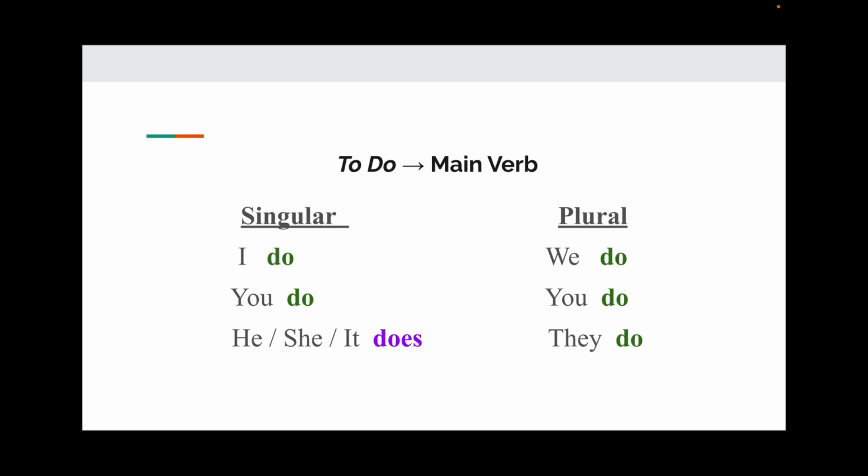It's very typical for conjugated verbs to end in s, ies, or es when they are next to he, she, or it. We'll discuss this third person rule more in detail later in the video. Let's move on and look at how to do is used as a main verb in a couple of sentences.